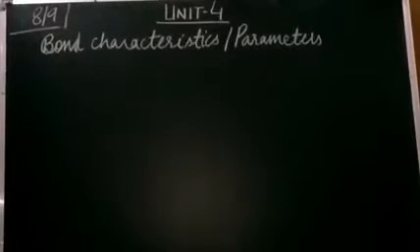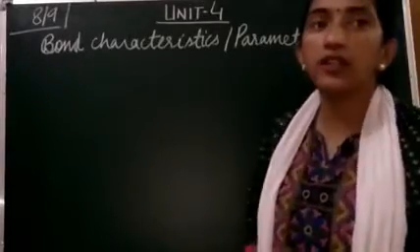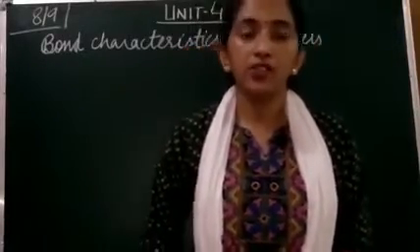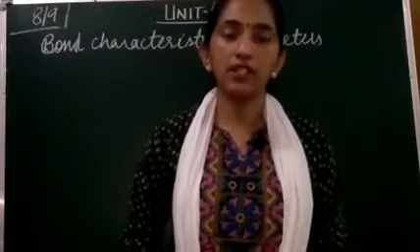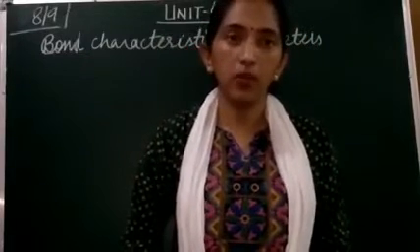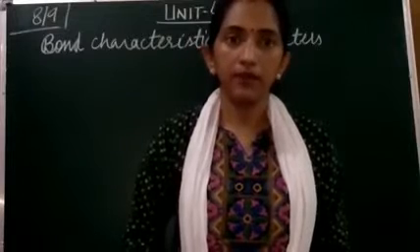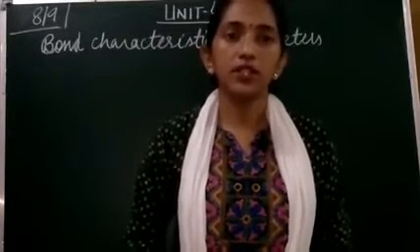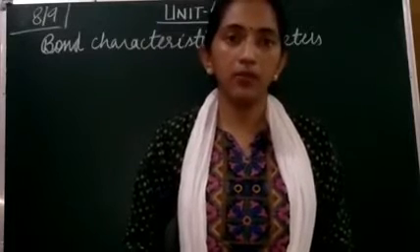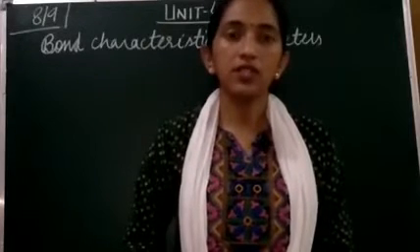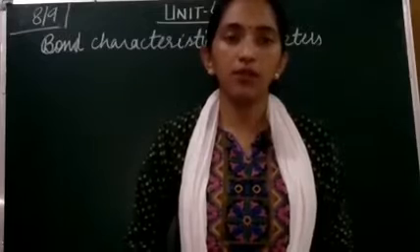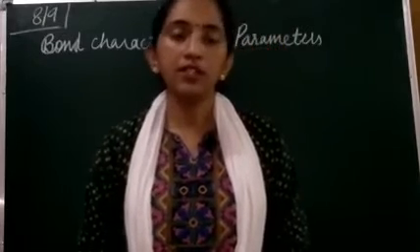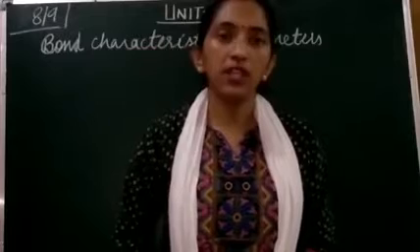Good morning, students. Today we will start our next topic, that is the bond characteristics or the parameters. Before that, in our last class we discussed the types of covalent bond, sigma and pi, how they are formed, and what the difference is between a sigma bond and a pi bond. I asked you to point out the difference between sigma and pi bond. If you haven't, then just listen to me carefully.